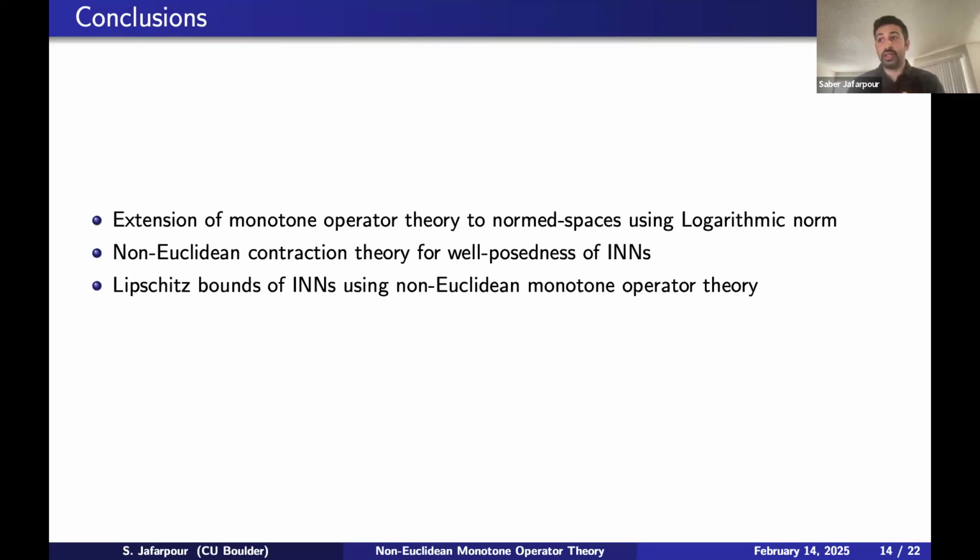So in conclusion, we extended the idea of monotone operators to non-Euclidean monotone operators on normed spaces using the notion of logarithmic norm. Then we used non-Euclidean monotone operator theory to study the well-posedness of these implicit neural networks. And then we found Lipschitz bounds of these implicit neural networks using this theory.